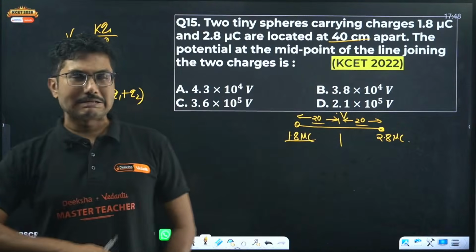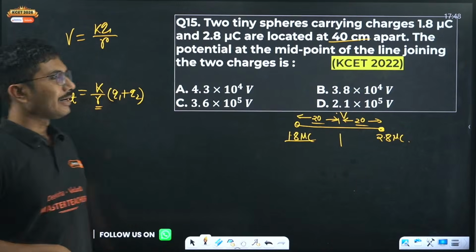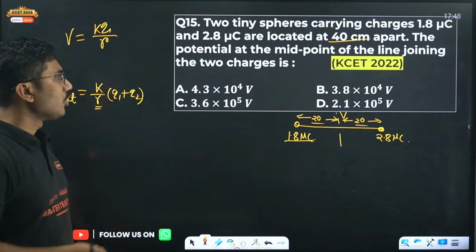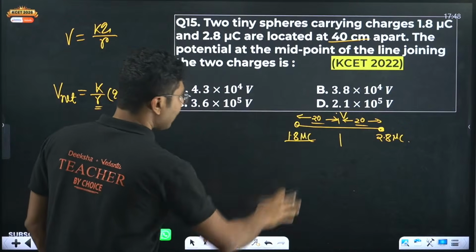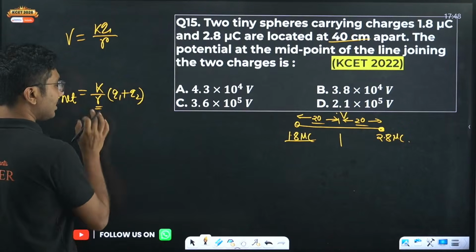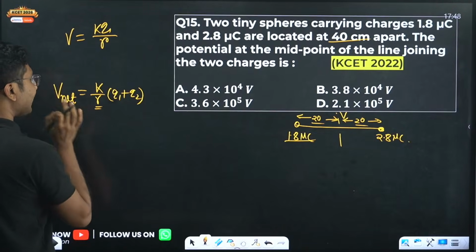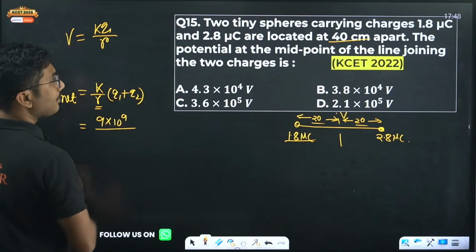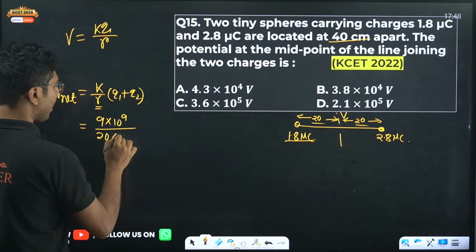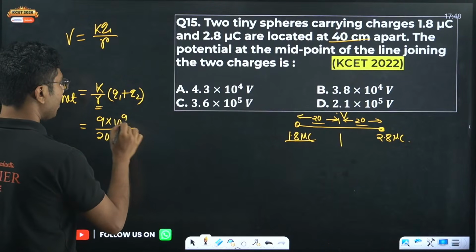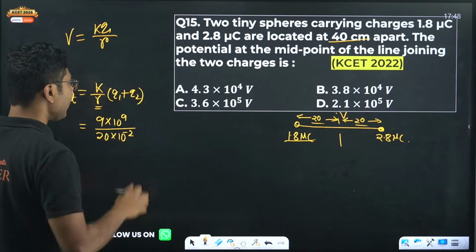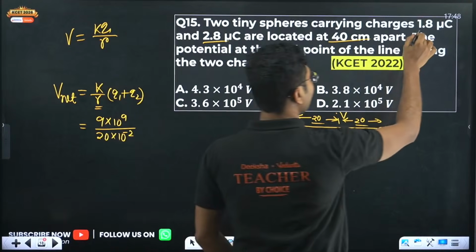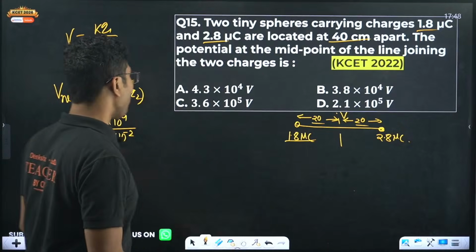Because the distance is the same, we will not calculate the potentials individually. We will write the formula directly and simply add the charges. So 9 into 10 to the power of 9 divided by 20 into 10 to the power of minus 2, because it's in centimeter and you have to convert it into meter. Q1 plus Q2 means 1.8 plus 2.8, which is 4.6.